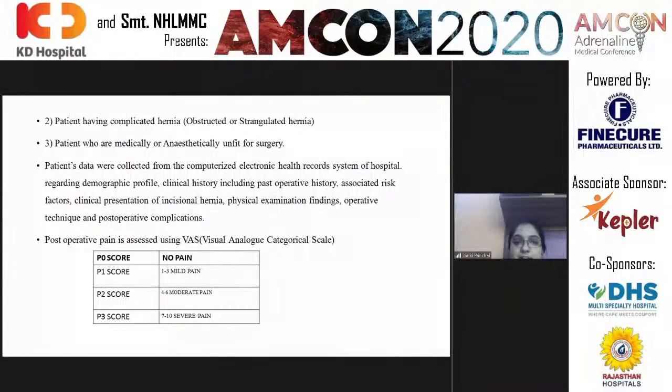Also excluded were patients having complicated hernias or patients who are medically or anesthetically unfit. Data was collected regarding demographic profile, clinical history including past operative history, associated risk factors, clinical presentation, physical examination findings, operative technique, and post-operative complications. Post-operative pain is assessed using a visual analog categorical scale.